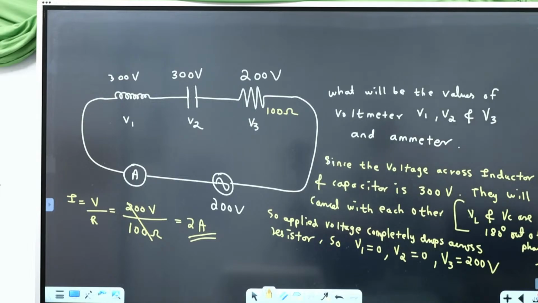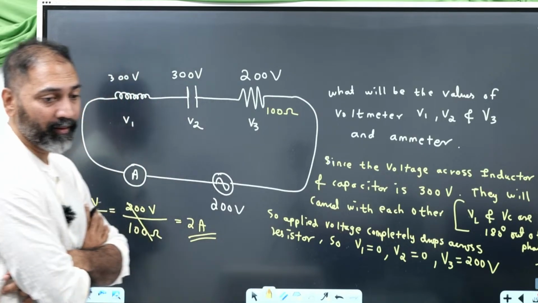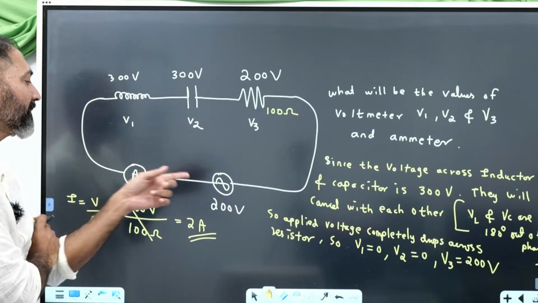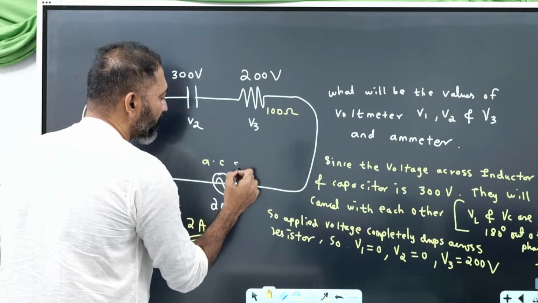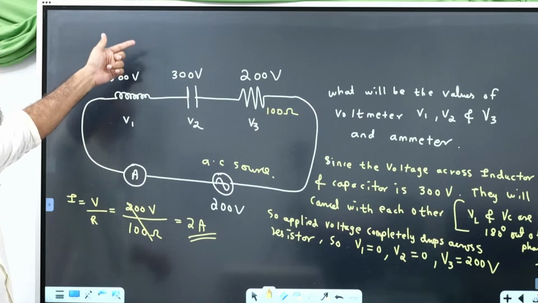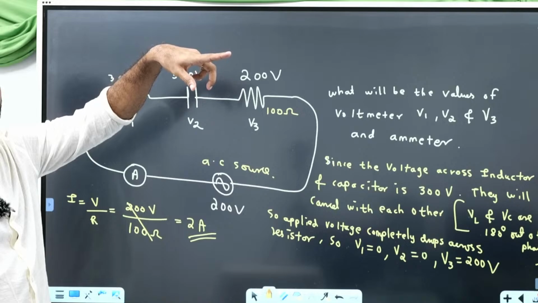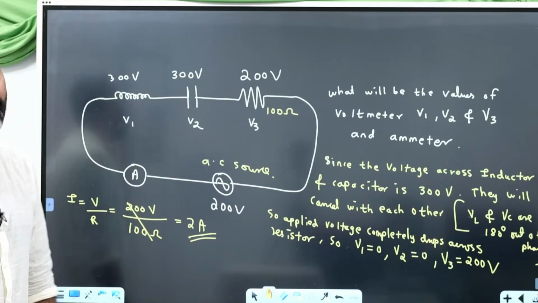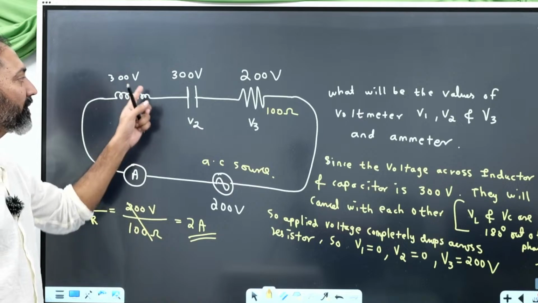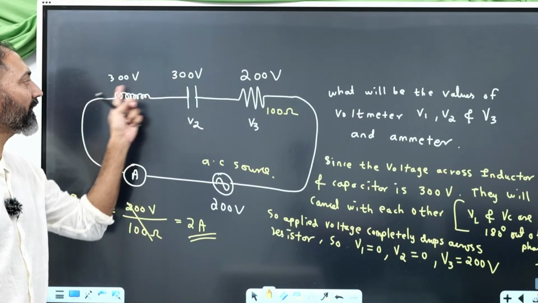Some students may have a doubt: sir, there is only 200 volt applied voltage, then how come the voltage across inductor and capacitor becomes 300 volt? Because you always remember it is an AC source. In AC source 200 volt is what? RMS voltage. But sometimes we know that it may go up to what? 200 into root 2. Because in AC there is a concept called peak voltage. So there is a concept of maximum voltage in AC. So that is the reason why we are getting 300.